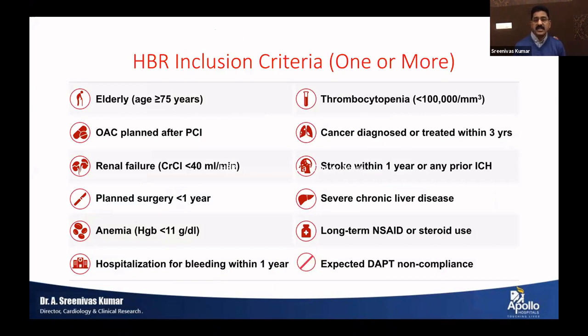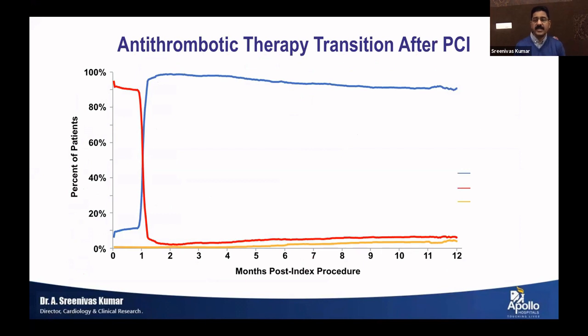It's important for us to realize the patient characteristics of high bleeding risk: age more than 75, oral anticoagulation, renal failure, planned surgery. Patients with TKI, knee transplants, or things like that we also see. Anemic patients, patients hospitalized for a history of bleeding, thrombocytopenia, cancer being treated nowadays. We also see such patients with strokes, chronic liver disease, NSAID use, or who are non-compliant. Such are patients of high bleeding risk. If you're dealing with such patients, then probably you should put in a stent which has data with a shorter antiplatelet drug therapy, like Onyx.